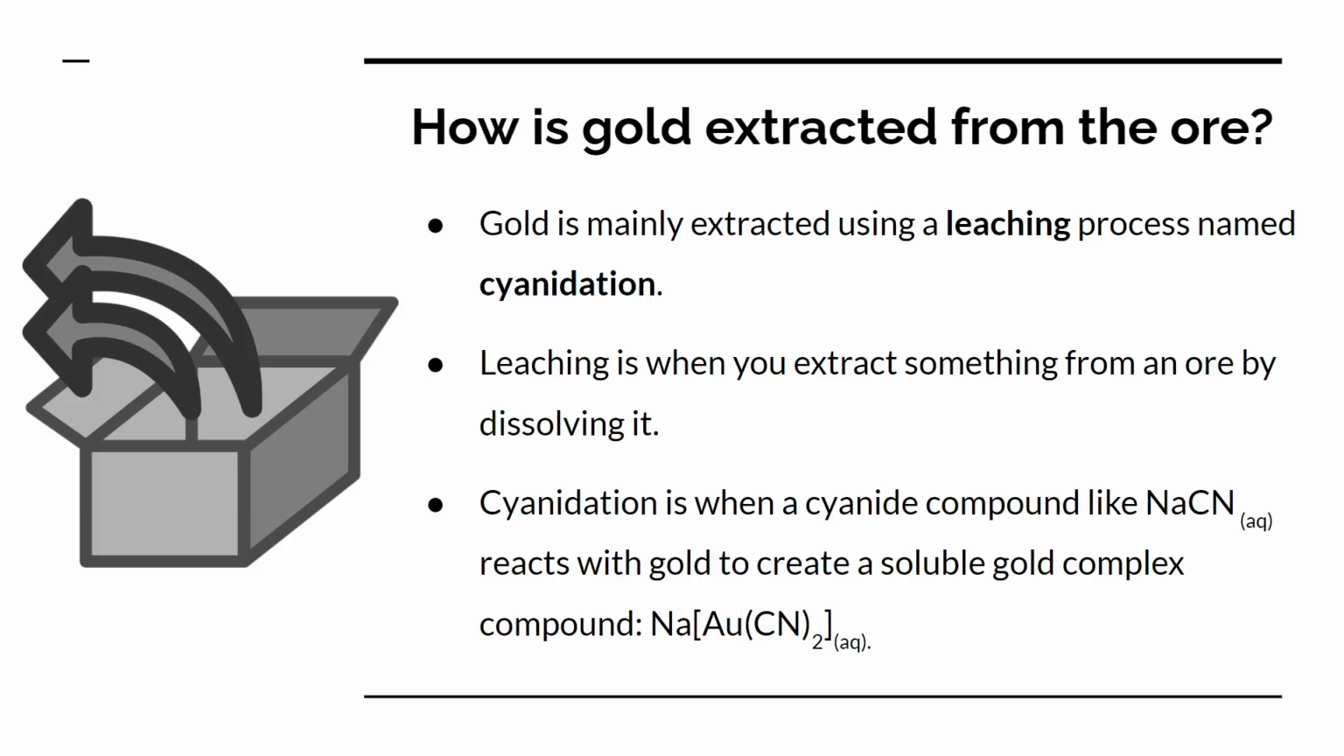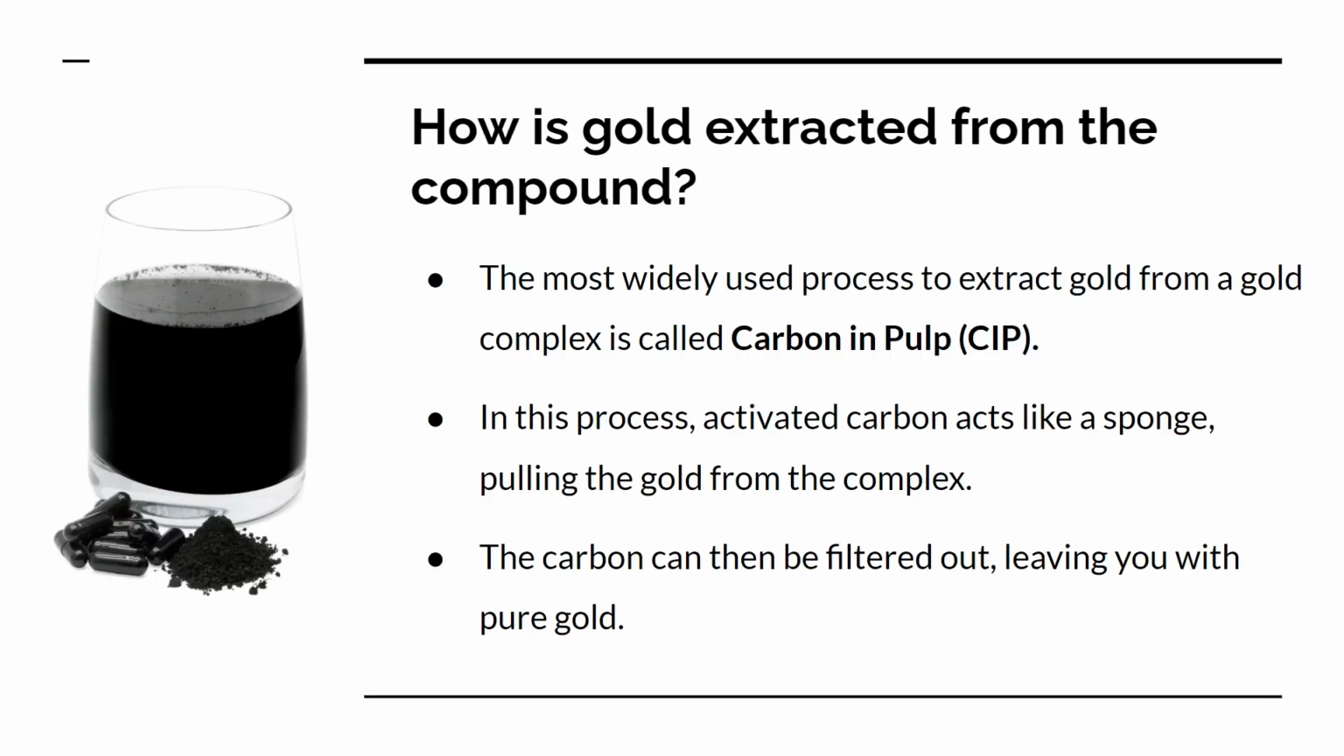So you can only use leaching when you're only dissolving the thing that you want. Now, cyanidation is a specific type of leaching, and it's when a cyanide compound reacts with gold to create a gold complex compound. And this gold complex compound is soluble in water. So what they do is they just wash the gold ore with the cyanide compound dissolved in water to leach the gold out of the ore and then transport it elsewhere.